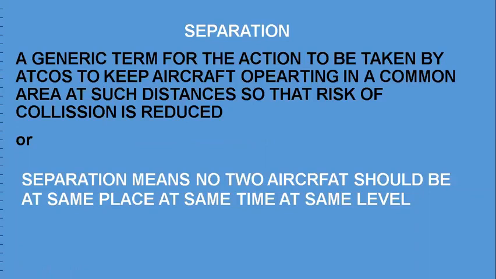Separation is a generic term for the action to be taken by an air traffic controller to keep aircraft operating in a common area at such distances that the risk of collision is reduced. In other words, separation means no two aircraft should be at the same place at the same time at the same level.